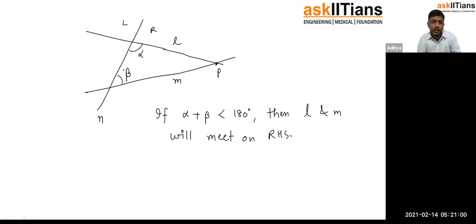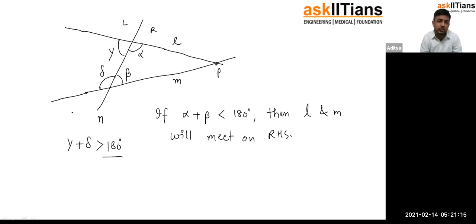Okay, here of course, if this is gamma and this is delta, then it is obvious that gamma plus delta would be greater than 180 degrees. Since this sum is greater than 180 degrees, the lines L and M will not meet on this side. So this is what Euclid's fifth postulate actually tells us. This is a very important postulate, and we should remember it.